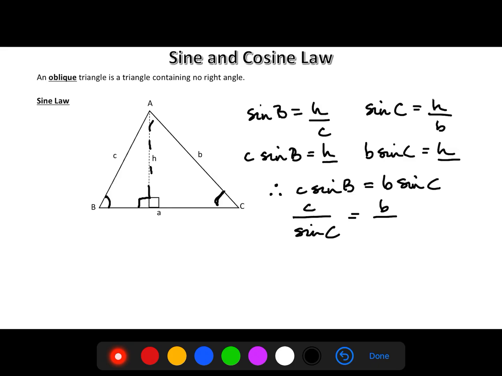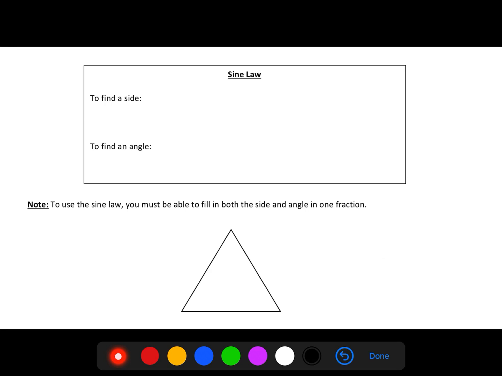And if we take our sine of our angles over to the other sides, we notice that C over sine C has to be equal to B over sine B. And this is the sine law. So to find a side, putting our sides on the top, A over sine A is equal to B over sine B is equal to C over sine C. And again, notice lowercase letters for sides, uppercase letters for angles.